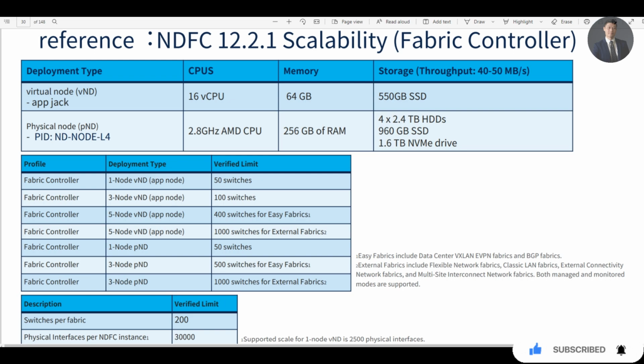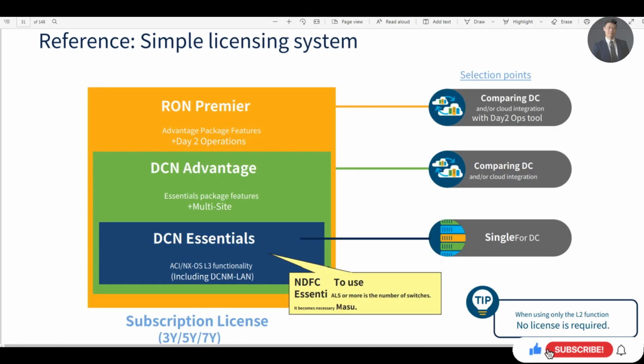Let's understand NDFC license tiers. Cisco groups data center networking features into Essential, Advantage, and Premier packages. Essential includes basic Layer 2, Layer 3 networking. Advantage adds multi-site capabilities. Premier adds advanced day 2 operations tools for NDFC. Specifically, you need at least the Essential license for every switch you intend to manage. Even though this is a lab, understanding these tiers helps you understand how features scale in real deployment.